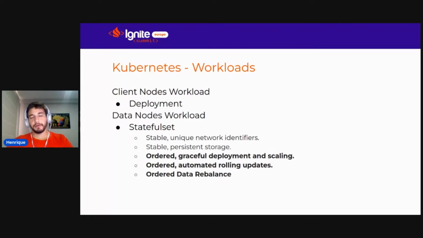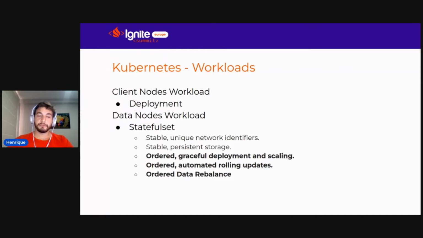And the data nodes, we decided to go for stateful sets, even though we were not using native persistence. We chose to keep them as stateful sets because we really need to have ordered automated rolling updates. That was really important for us to keep good control over the data rebalancing process during a rolling update, during a deployment, or any kind of update of the cache.